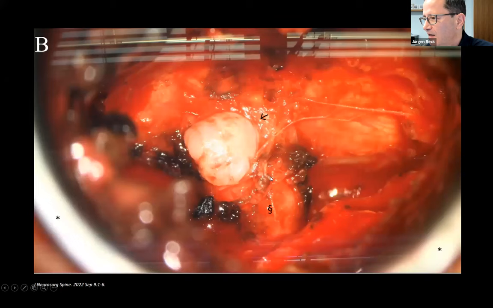And if you operate this after a couple of weeks or months, there's a little scarring, and you see it's not translucent anymore, but it's the same principle, just scarring occurred. And here's the thecal sac, here's the rootlet, and underneath is a dural tear, and this is just the tendency of the body to seal the leak with this outpouched arachnoid membrane.